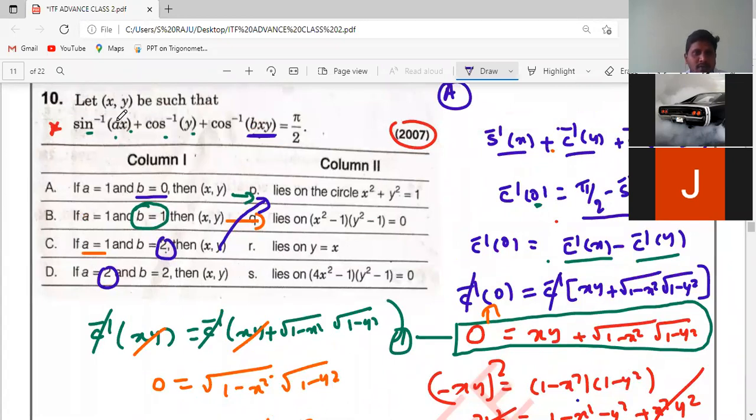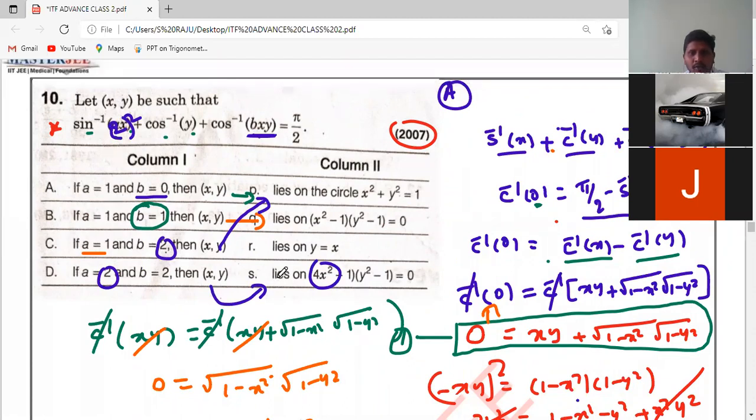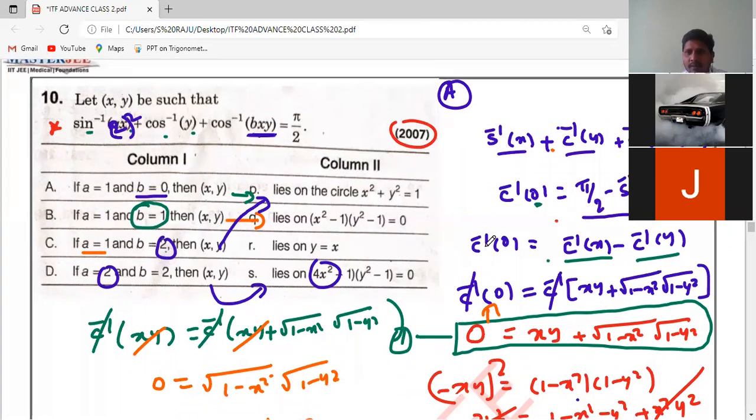See it. When I substitute here, 2x whole square is 4x square. This is right. D option is the correct answer, this is correct. D to S. Is that clear? 2x whole square means 4x square, 4x square minus 1 y square. You can try this question as it is with the help of the same formula. You'll get the answer.